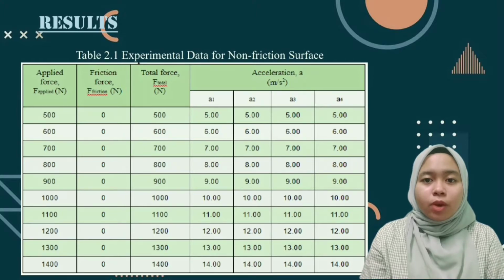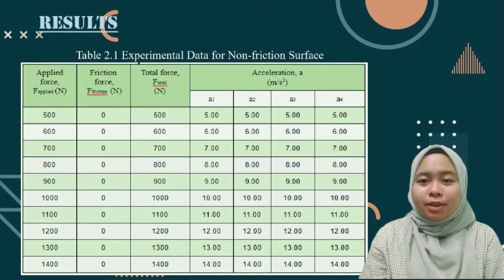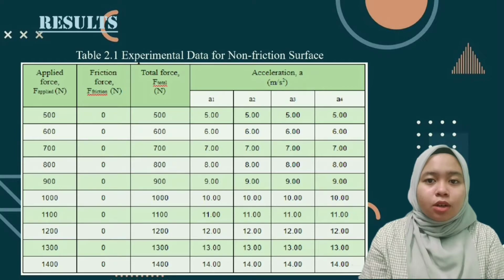For experiment 1, the value of friction force is 0 because we use ice as a surface. Then, the total force will be the same as the applied force. So, for this experiment of non-friction, we will get a difference of total force and the value of acceleration.